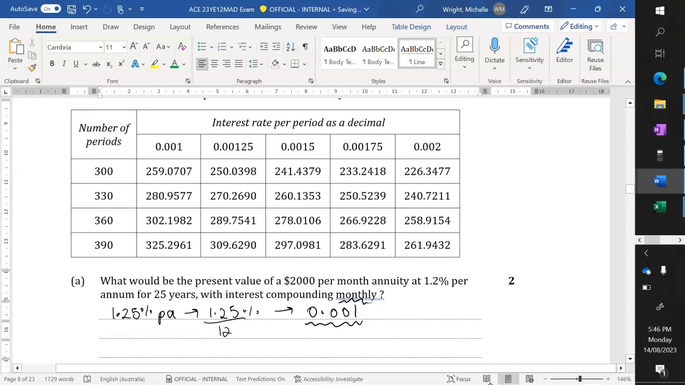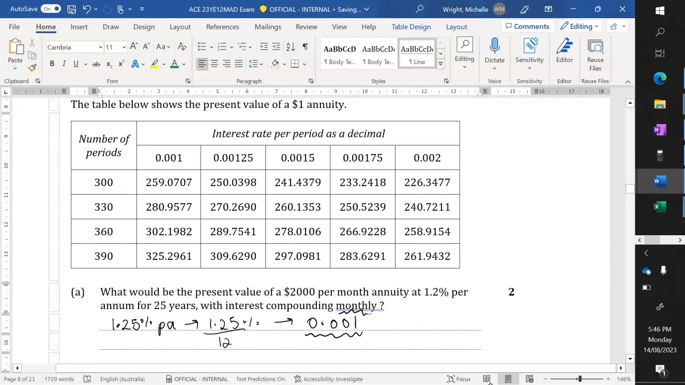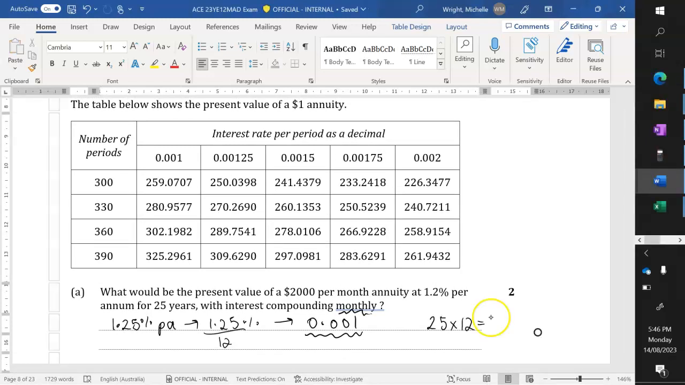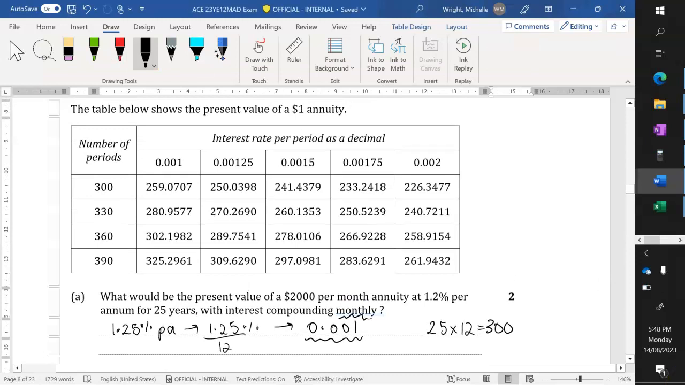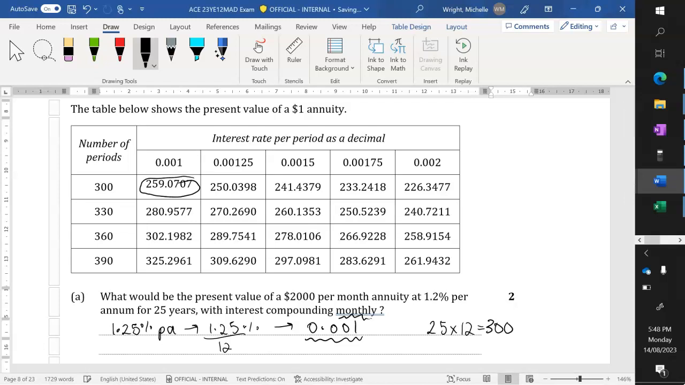And we're looking at 25 years. 25 years times 12 months is 300 months. So that's 300 months and I've got 0.01%. On my table, I'm looking for this value here. If you just did that, that would have given you one of those 2 marks.